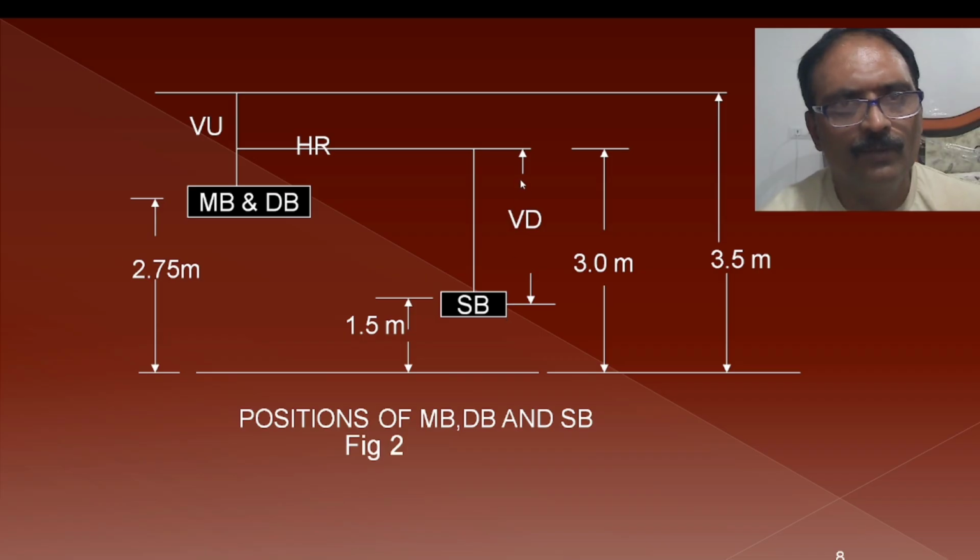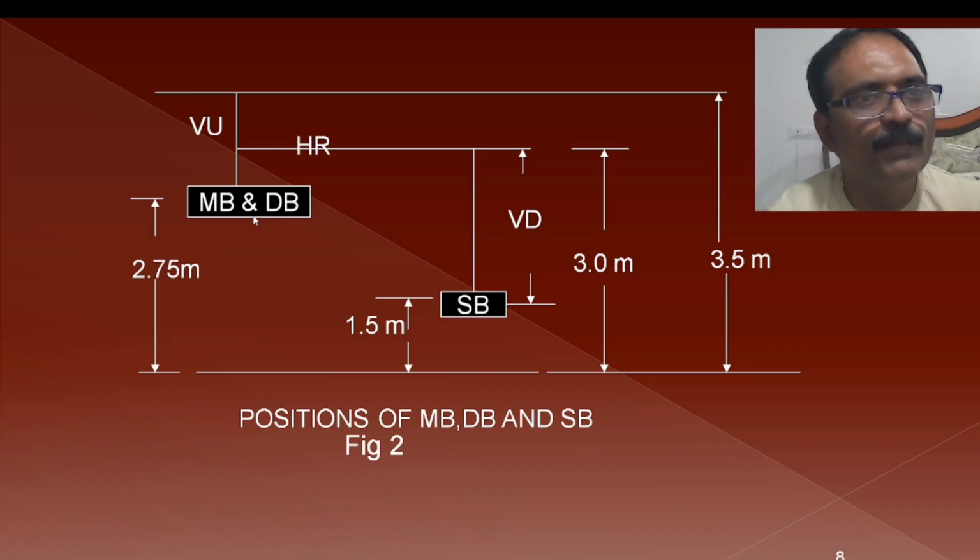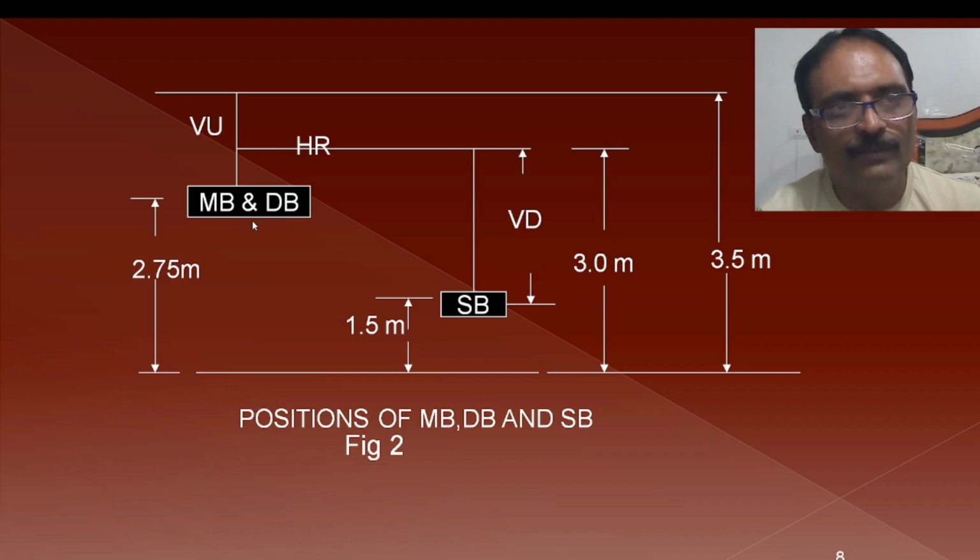Now similarly, VD means vertical down. Generally the switchboard will be 1.5 meters from the floor level and the horizontal is 3 meters, so the vertical down will be 3 minus 1.5, which will give you the value of 1.5 meters. So all the vertical downs we consider 1.5 meters. It is the distance between the horizontal run and the switchboard. And generally the main board and distribution board are going to be provided at 2.75 or 2.5 meters from the floor level. So here we have considered so many important points, parameters.